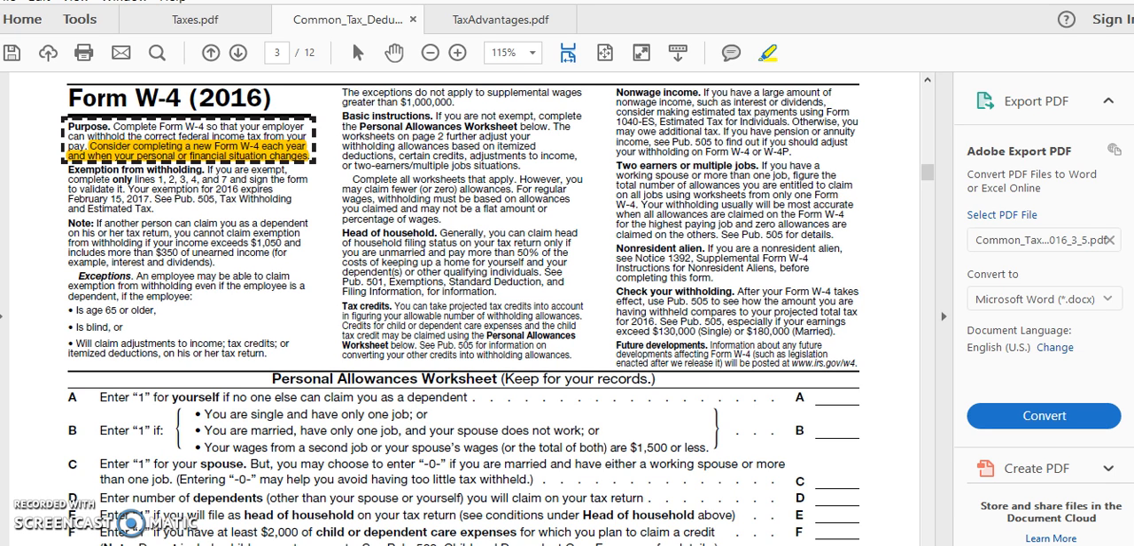I am going to post this document. This document is the Common Tax Deductions Packet, and it also includes the 2016 W-4, which is the most recent W-4 that is available. So you can download that to your computer and you can print out just the W-4 page for your own purposes, or you can ask for a W-4 form from your HR department.